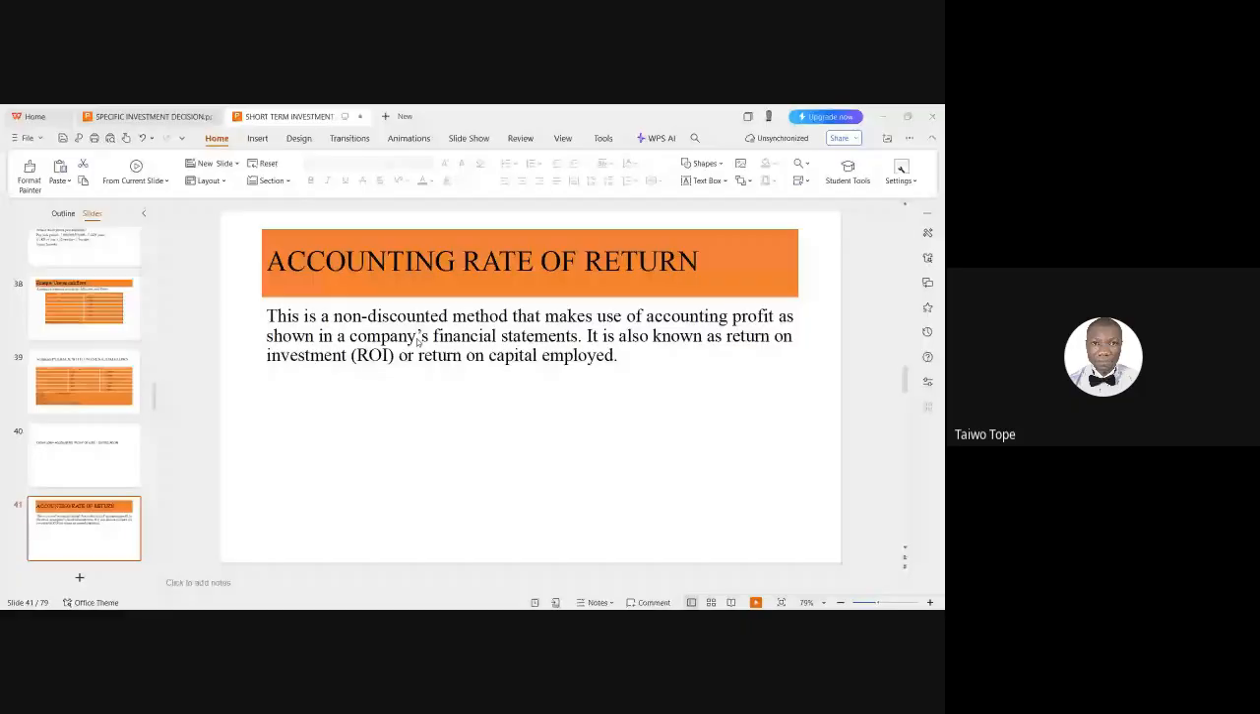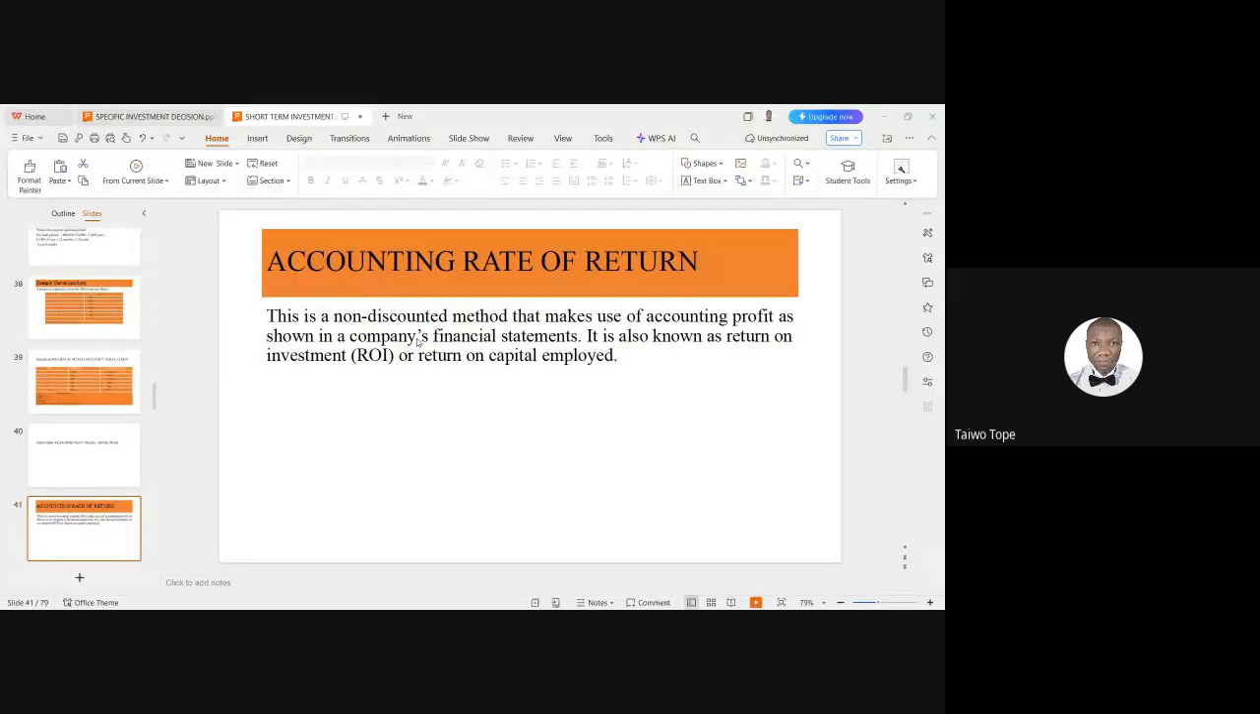So this accounting rate of return, similar to payback period, when cash flows are given, it should be converted to accounting profits. When cash flow is given, you convert your cash flow to what? To accounting profits before you can solve for accounting rate of return.